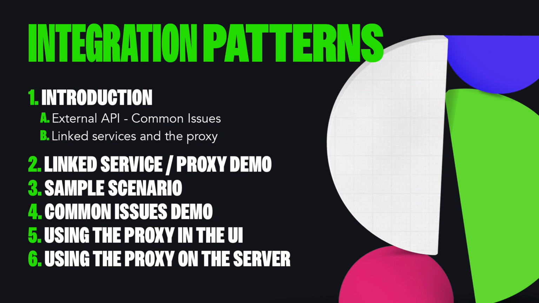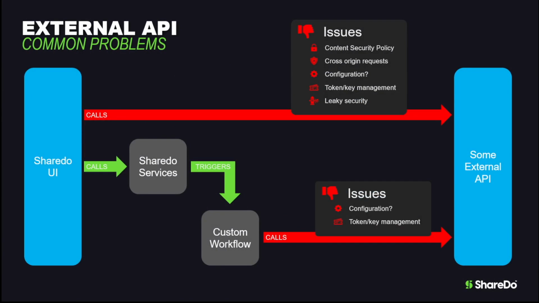So in terms of introductions, let's have a look at this slide. This is what we're talking about. So the blue box on the left, which is the Sherdo application running in the browser, which obviously calls the Sherdo services. The Sherdo services can trigger custom workflow, but the red lines are where the blue box on the left needs to talk to the blue box on the right.